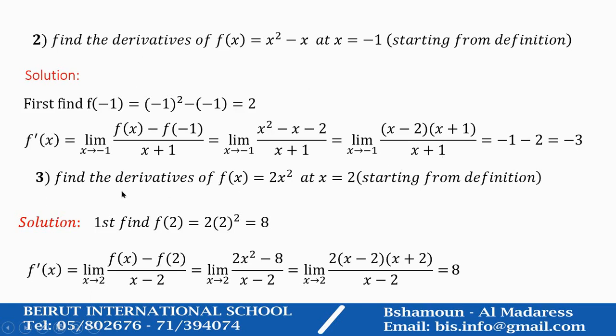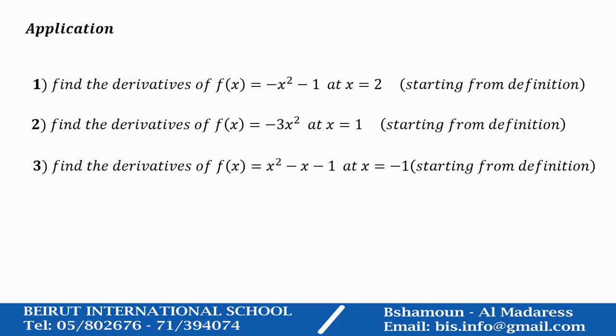A third example, the function is 2x squared at x equals 2, also starting from definition. First, as usual, you find f of 2. You put 2 times 2 to power 2 is 8. Then you find the derivative starting from definition. F of x minus f of 2, 2x squared minus 8. You substitute, you will end up with 0 over 0. So you factorize and simplify. X minus 2 will be eliminated. Then you end up, if you substitute, with 8.